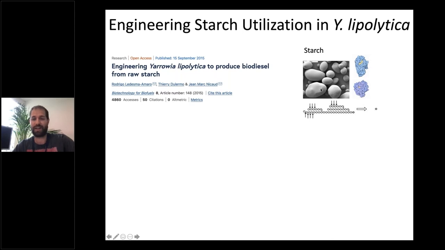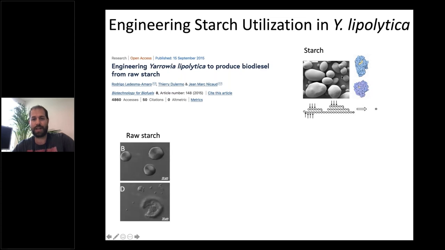So starch are these granules, the second most abundant polymer of sugars on Earth, and it's made of sugar units, but in a very complex arrangement. So they are very inaccessible to bugs. The microorganisms, if they lack the key enzymatic activities, alpha-amylase and glucoamylase, are unable to use them. And Yarrowia lacks these two enzymes. So in this work, we expressed these two enzymes and secreted them out, and we found that Yarrowia was expressing these two enzymes actively in the supernatant and degrading these granules that were unable to be degraded by the wild type.